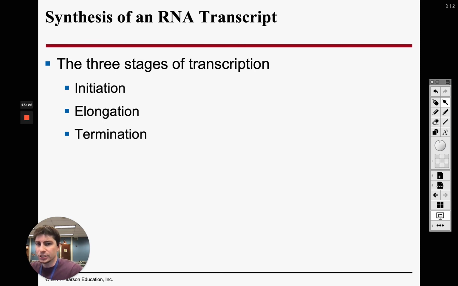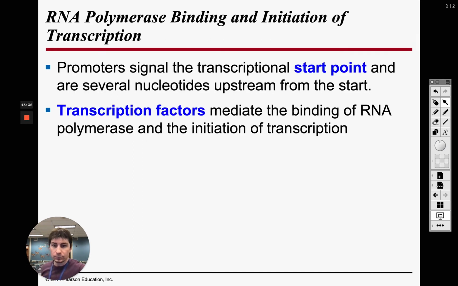So there's 3 stages of transcription. And we'll go through these pretty quickly. There is initiation, elongation, and then termination. So we're going to have a start point. These are where our promoter is going to be. And it's not going to be all the way at the end of the DNA, but it's not going to start exactly where it needs to.